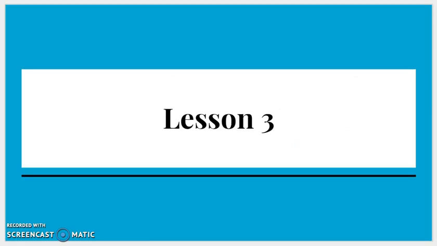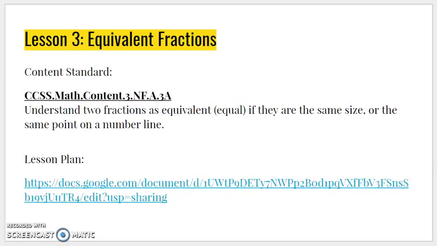Lesson 3 is called Equivalent Fractions, and the content standard covered in this lesson is 3.NF.A.3a, where students understand 2 fractions as equal if they are the same size or the same point on a number line.